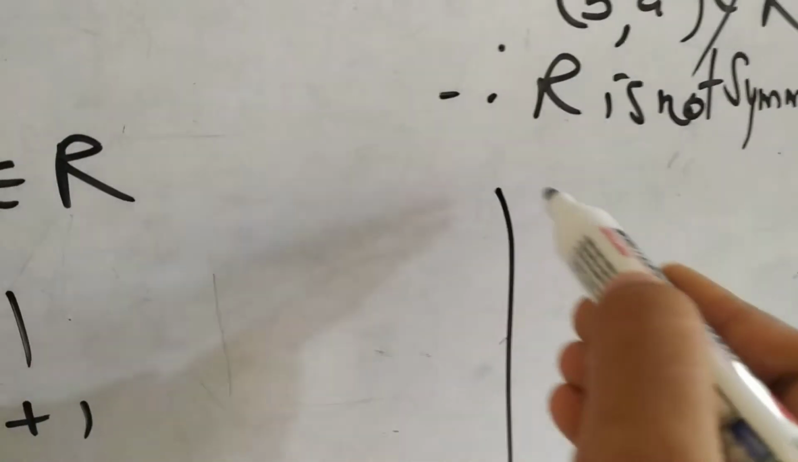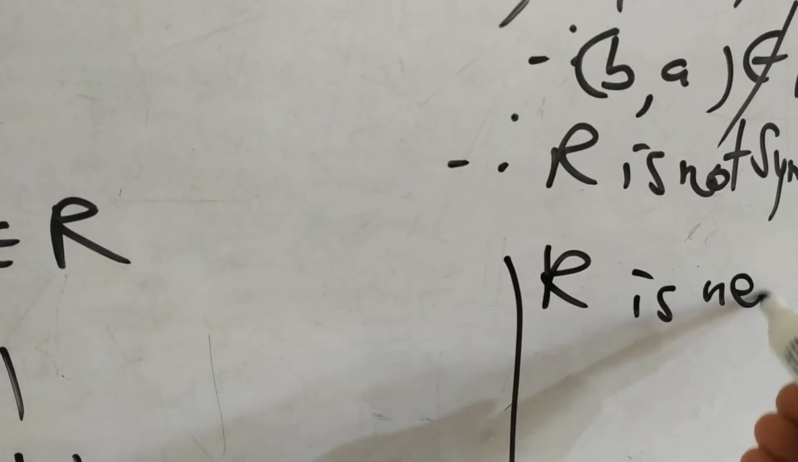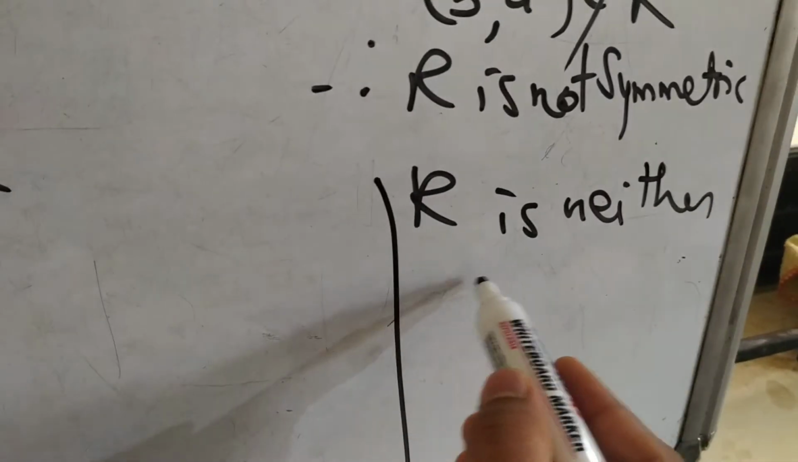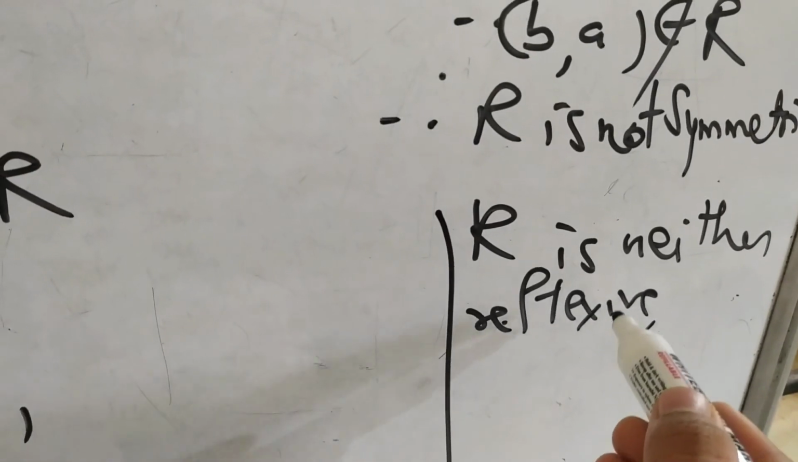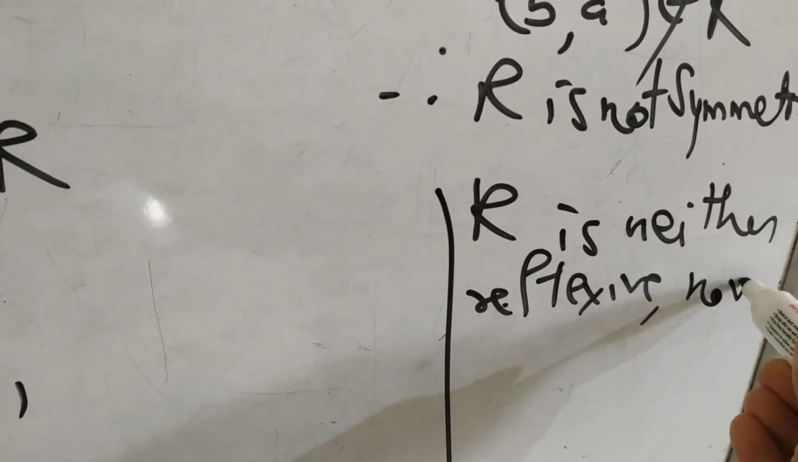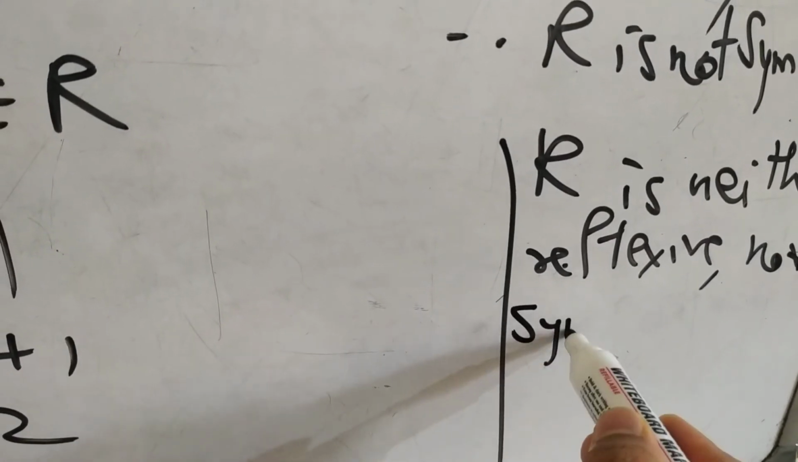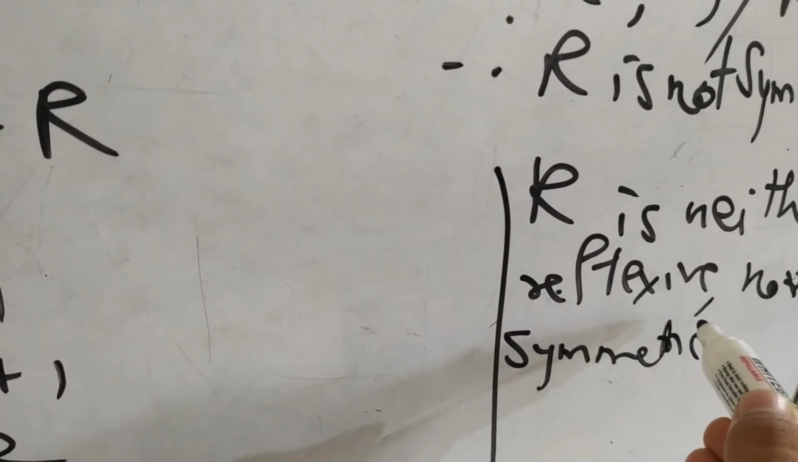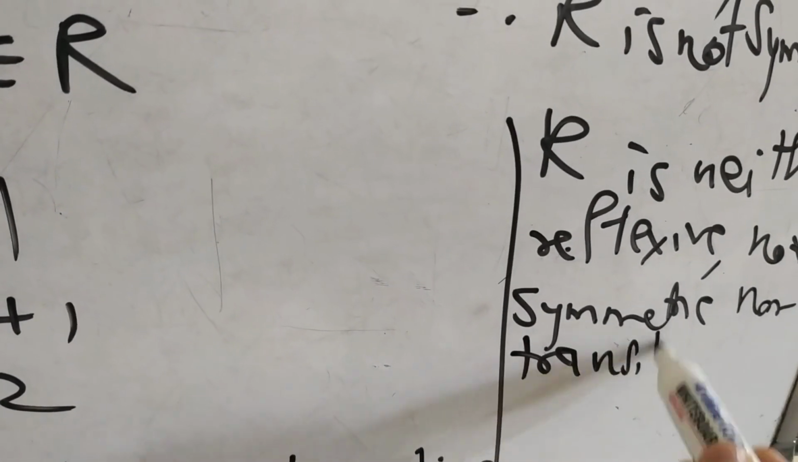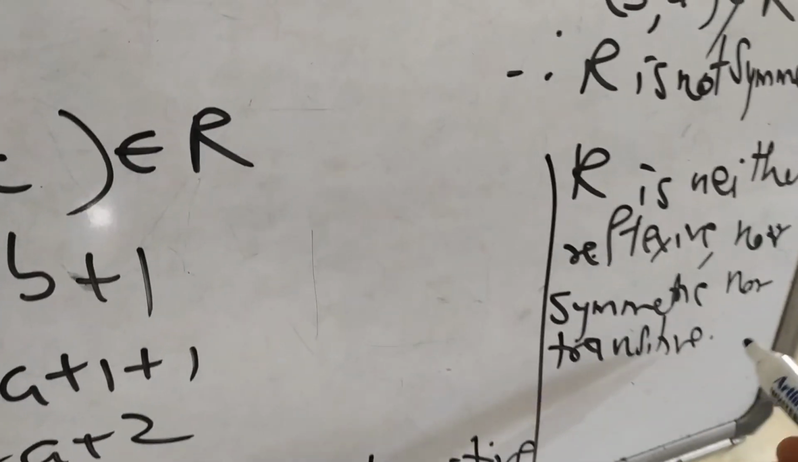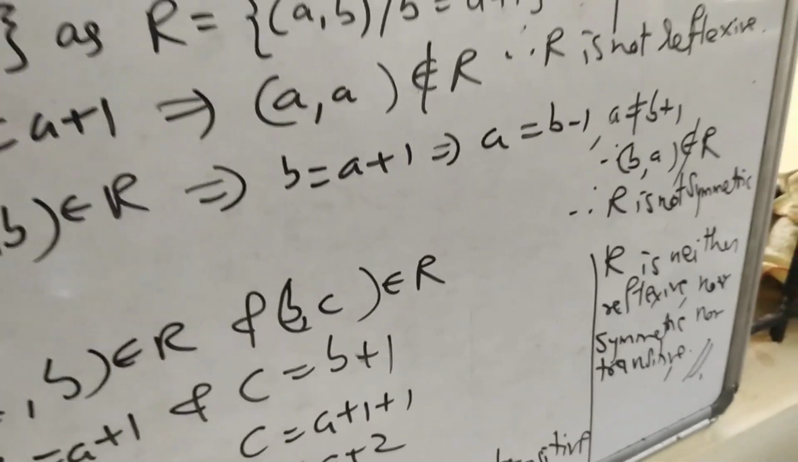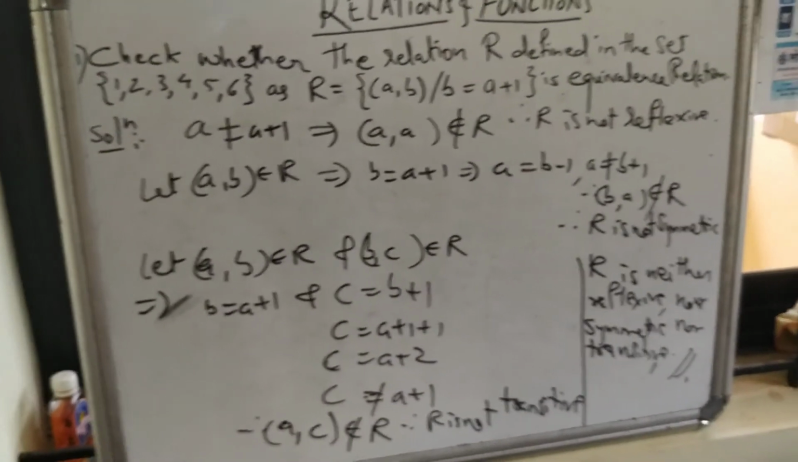And therefore I say that R is neither reflexive, nor symmetric, nor transitive. And therefore R is not an equivalence relation.